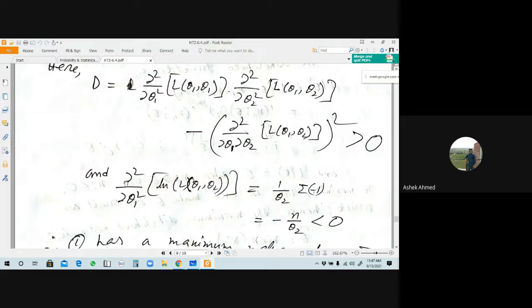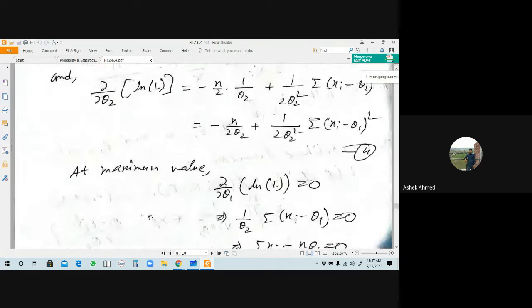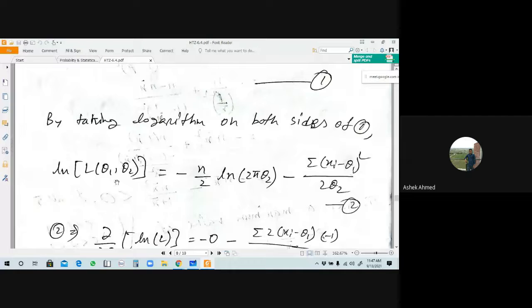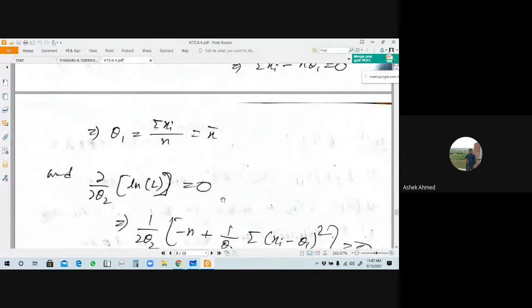But the concept here is, if the value of del square by del theta square, this time we have already found the values of del by del theta in this result, now you have to again find the second derivative with respect to theta 1 of the function L of theta 1, theta 2. That means you have to take the partial derivative twice with respect to theta 1, then the result will be here.